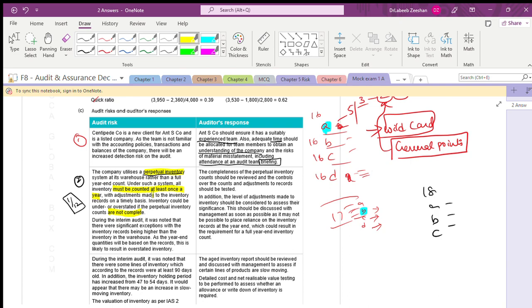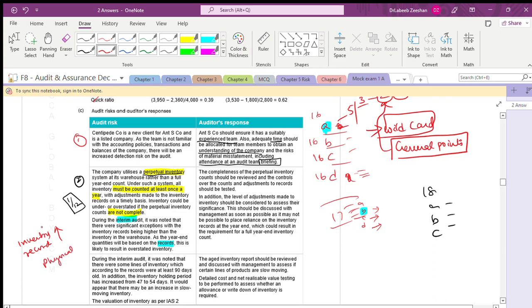During the interim audit, it is noted that there are significant exceptions with the inventory records. Inventory records are showing high, physical inventory is showing less. The year-end quantities will be based on the records only. This is a result of inventory records being more, whereas physical shows less. Means what will happen? It is overstated.